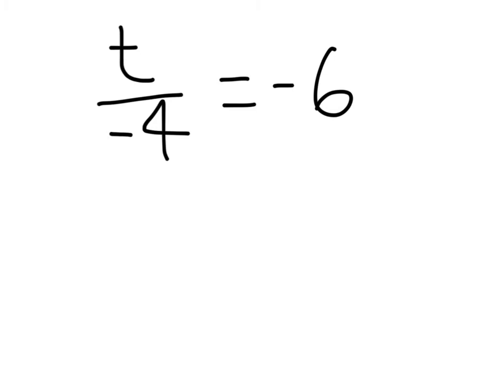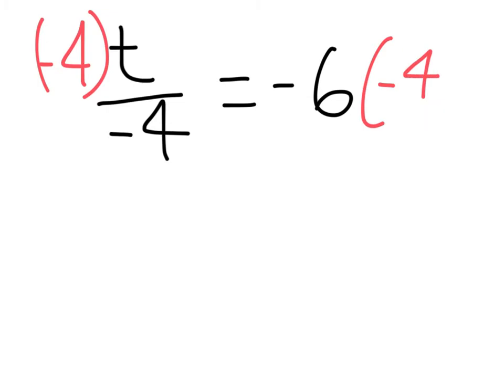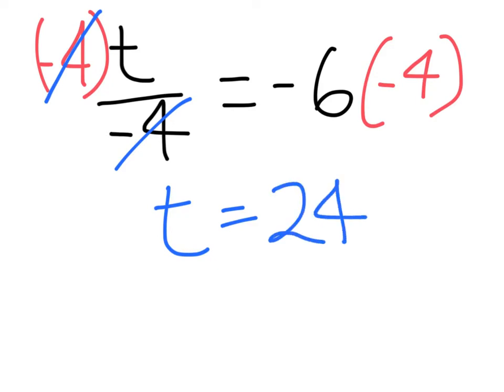t divided by negative 4 equals negative 6. Let's apply the inverse operation by multiplying both sides by negative 4. And when we do that, I can see that the negative 4's cancel out, right? Negative 4 divided by negative 4 is 1, so it's going to be 1t, or just t. And t equals what? Negative 6 times negative 4 is going to give us a positive 24.